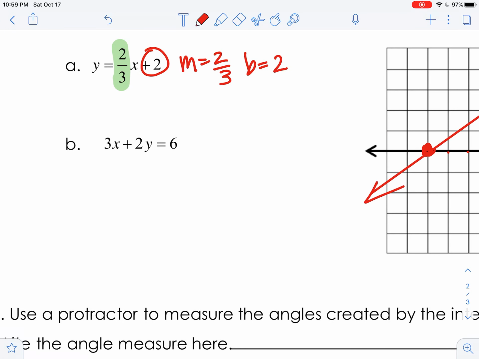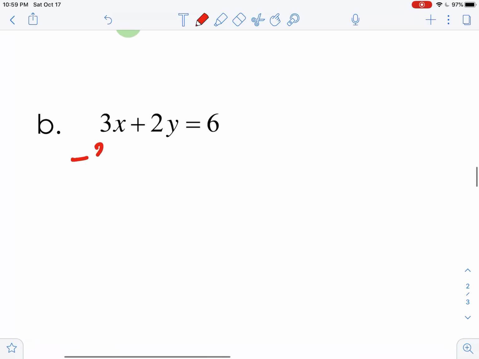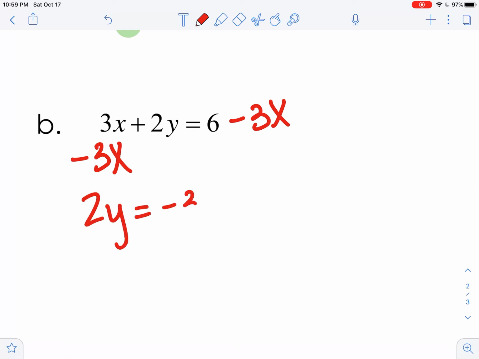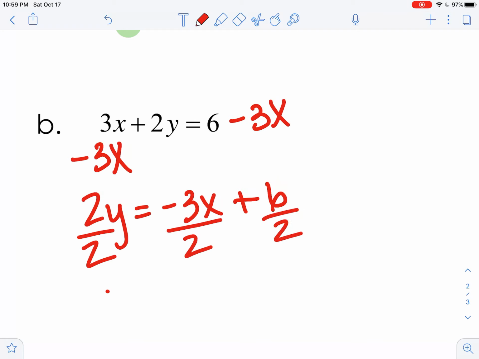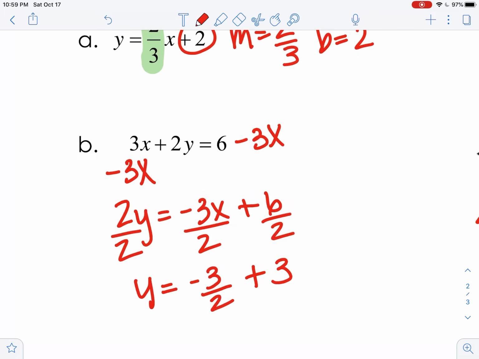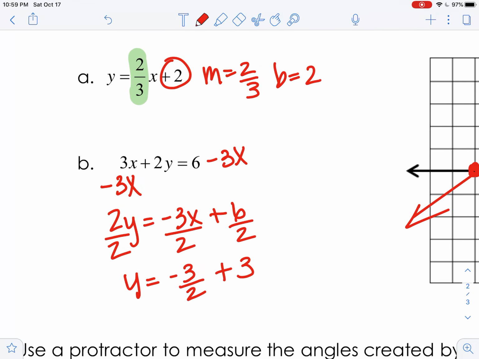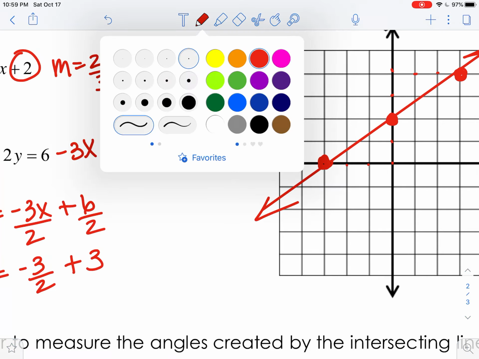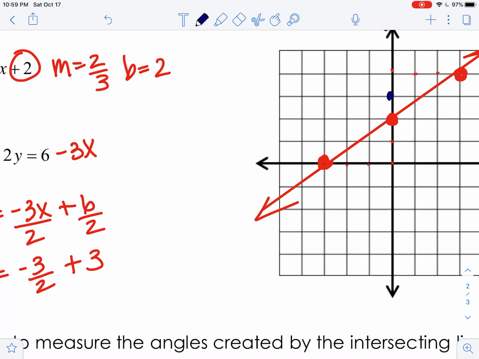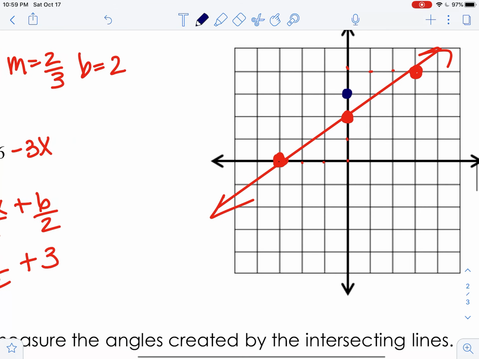Now, if you notice, B has very similar numbers over here, so I wonder what's gonna happen with that. So let's subtract 3x over here. So we end up with 2y equals -3x plus 6. To get y by itself, we're going to divide by 2 on each side. So we're left with y equals -3/2 x plus 3. Interesting. Okay, so let's graph this one. We're starting at a positive 3. This time, we're going to go down 3 over 2.